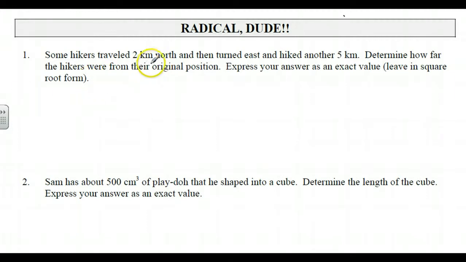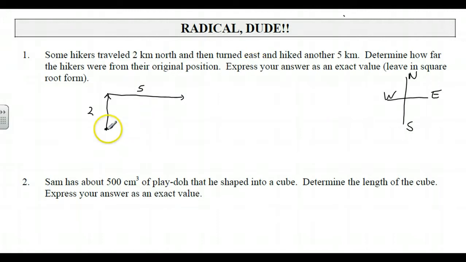Some hikers traveled 2 kilometers north and then turned east. So let's review which way. North we write at the top, and then there's south and east and west. If I'm going to draw a diagram of that, here's where they started, and they went 2 kilometers north, ended up here, so that's 2. Then they went east for 5. And the question is, how far are they from the original position as an exact value?